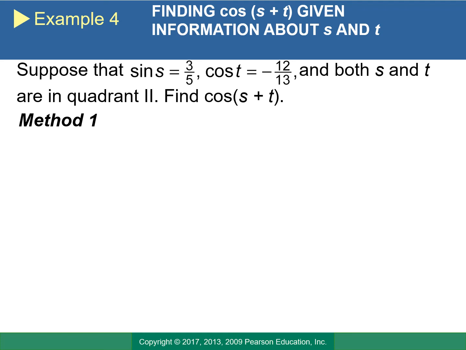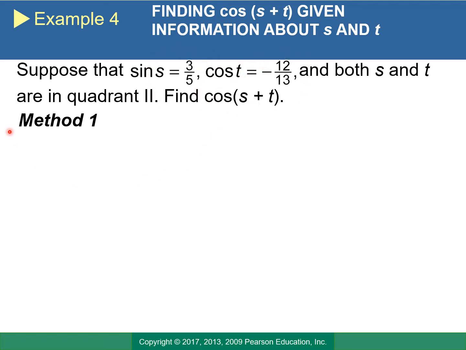All right, let's try example 4 here. Suppose that sine S, where S is our arc length or angle, is 3 over 5, and cosine T, so T is another angle, is negative 12 over 13. And both S and T are in quadrant 2. Find the cosine of the sum of those two angles, cosine of S plus T. So I want you to recognize before we move forward that we don't know what the angle S is. We do not know what the angle T is, but we just know two things about them. We know sine of this angle S, and we know cosine of this angle T.